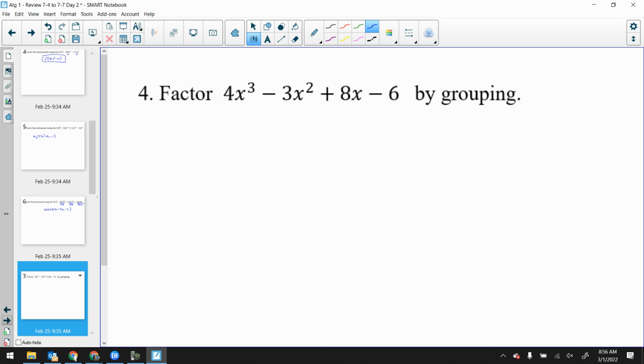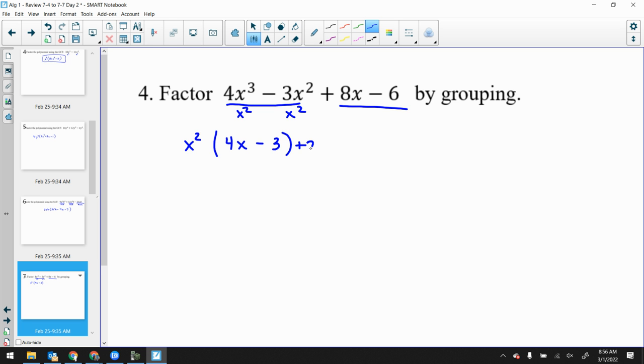Number 4, factor by grouping. Gio, I'm gonna factor the first 2 terms and the last 2 terms. What's my GCF out of my first 2 terms, Gio? You don't have one. I do, not a numerical one. Oh yeah, x squared. Good. And then what's left over after I divide that out? It would be 4x and -3. Good. What's my GCF out of my second 2?